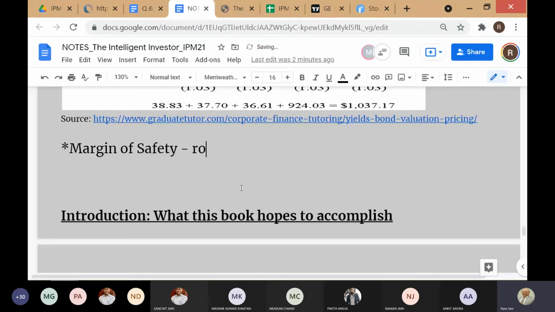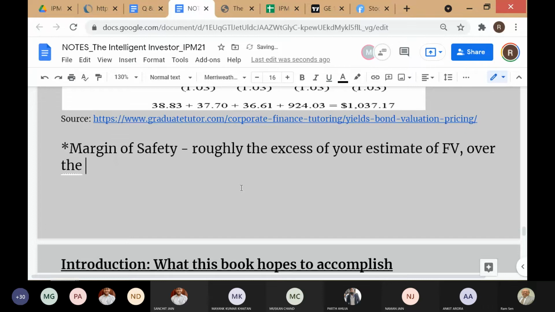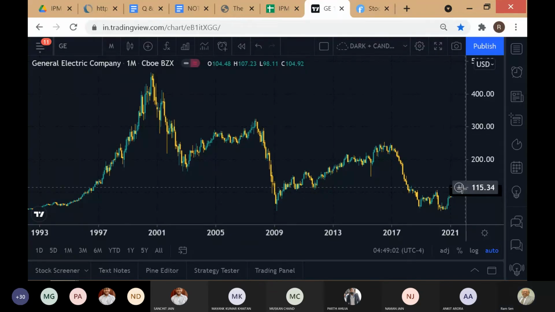So the idea here in the margin of safety is roughly the excess of your estimate of fair value over the price. That's what it's called. Okay. So we assume you enter at market. So if you buy at 105, your margin of safety is roughly around 400 minus 105. Okay. So that's the idea. So this is the idea in margin of safety.